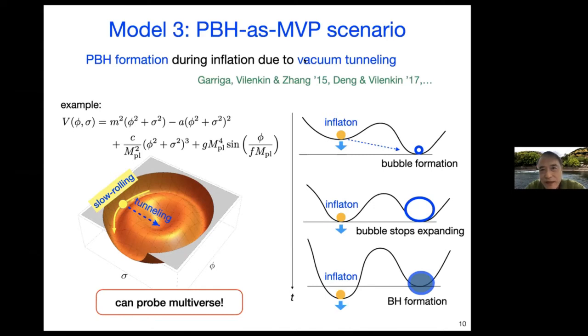So primordial black holes as the MVP of cosmology. This is based on primordial black hole formation during inflation due to vacuum tunneling. If you have some kind of slow rolling, again, this is a two-field model. So the model has one direction with some non-trivial barrier, and then may have a lower minimum of the potential.